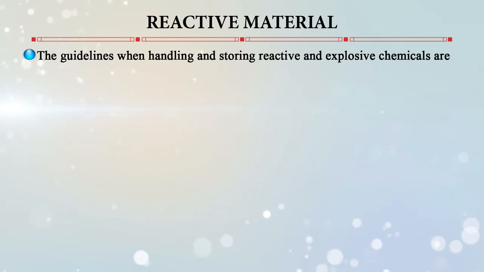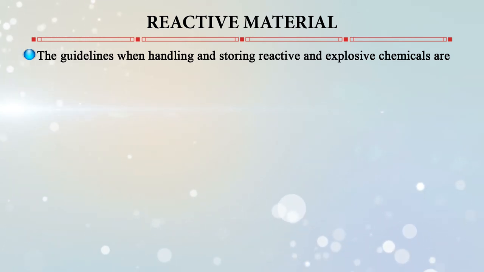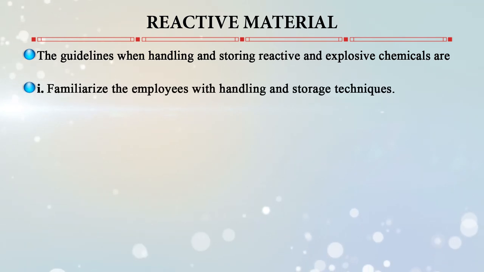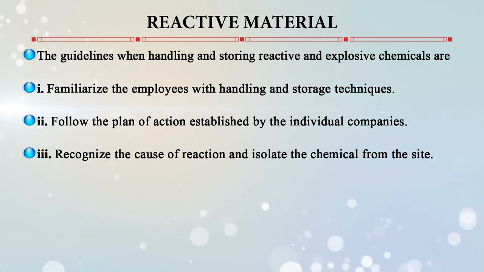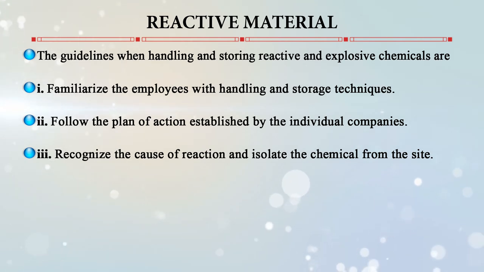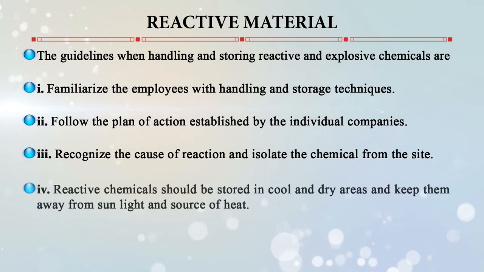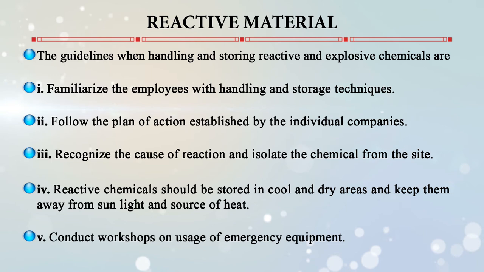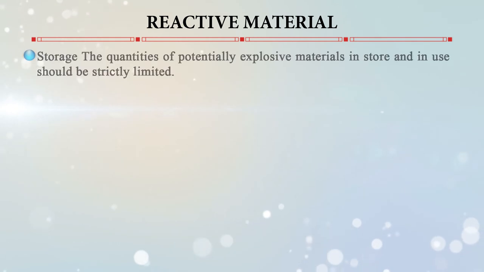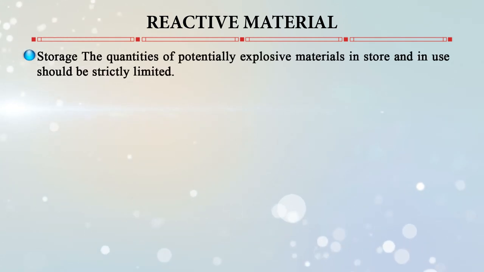Some of the mitigation measures for this type of reactive chemical materials: we have to use guidelines when handling strongly reactive and explosive chemicals, like familiarizing the employees with the handling and storage techniques, following the plan of action established by the individual companies, recognizing the cause of reaction, and isolating the chemicals from the site immediately. Reactive chemicals should be stored in cool and dry areas, kept away from sunlight and sources of heat. And the most important thing is to conduct workshops on usage of emergency equipment, and to limit the storage of quantities of potentially explosive materials in store.